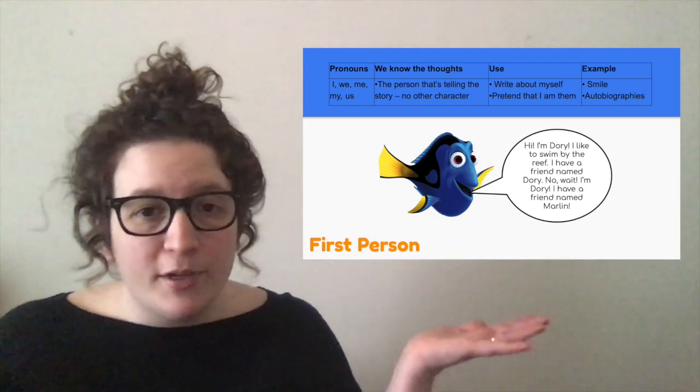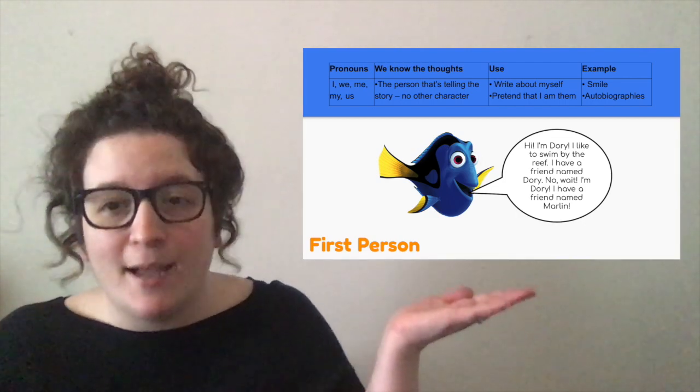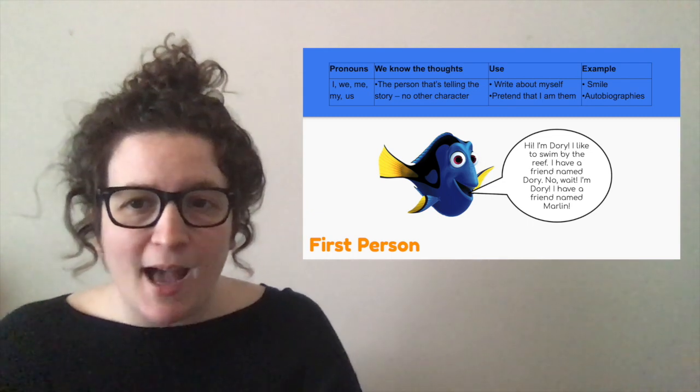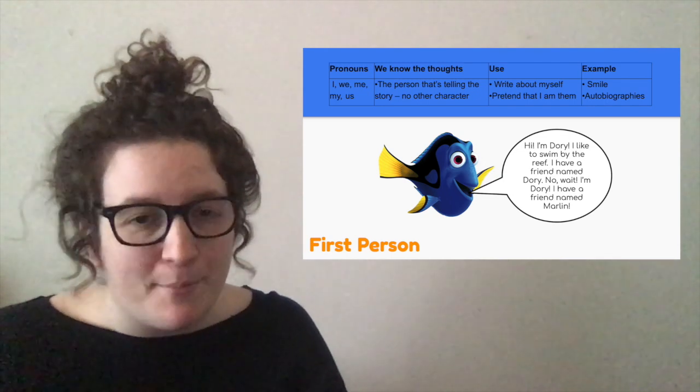Okay, then we have an example here given by Dory, and she says, "Hi, I'm Dory. I like to swim by the reef. I have a friend named Dory." No, wait, I'm Dory. I have a friend named Marlin.